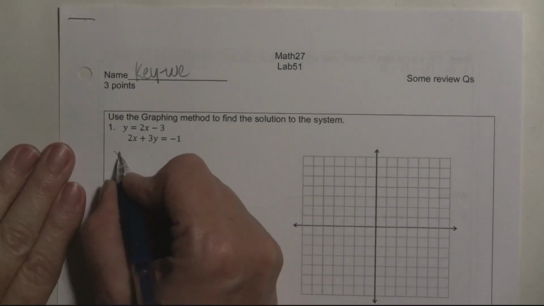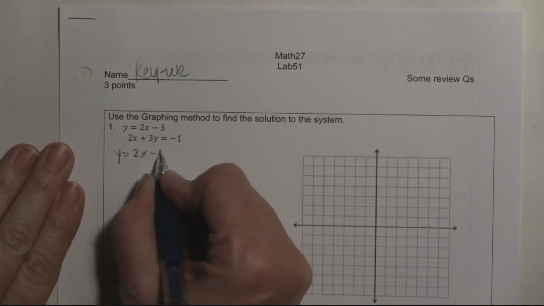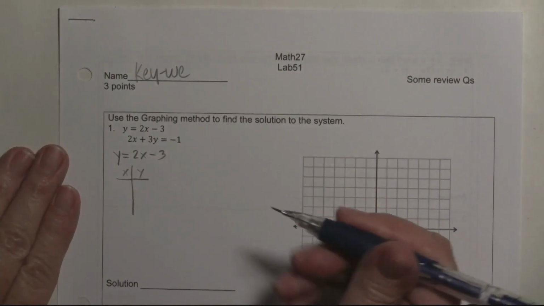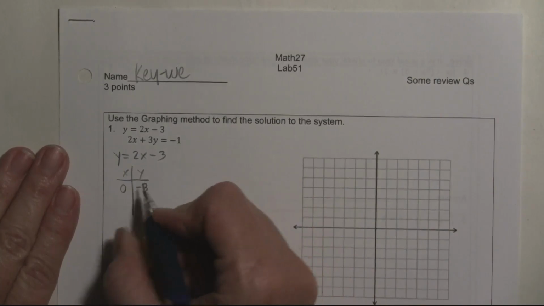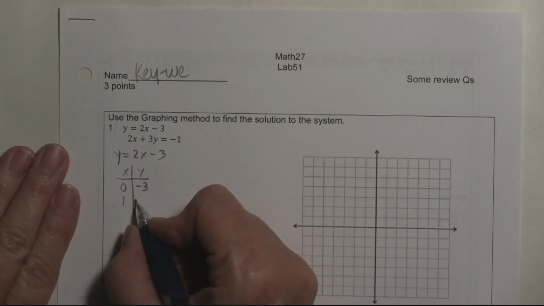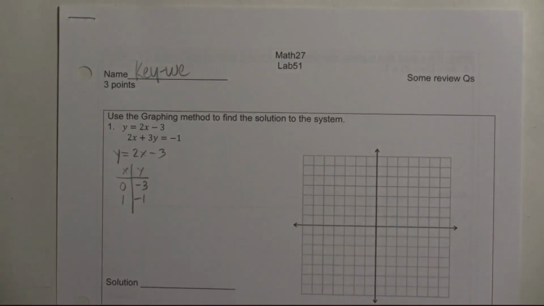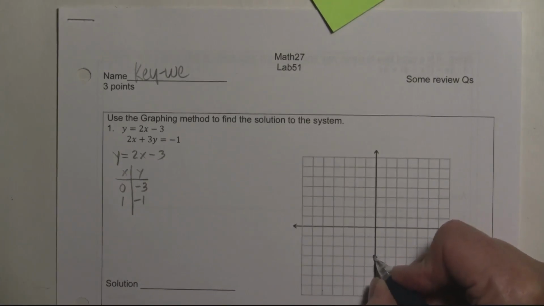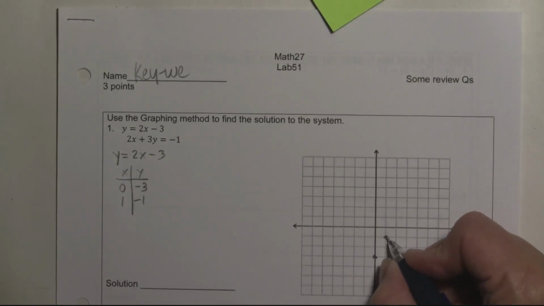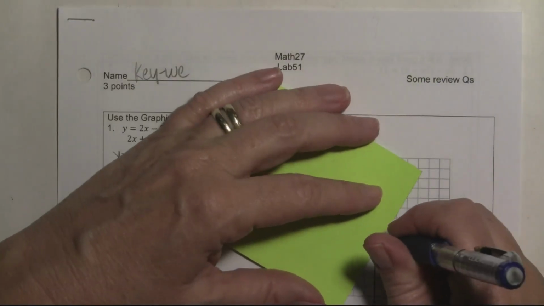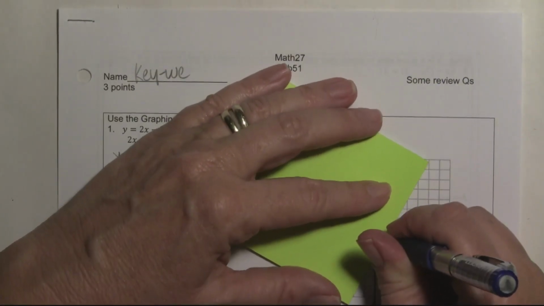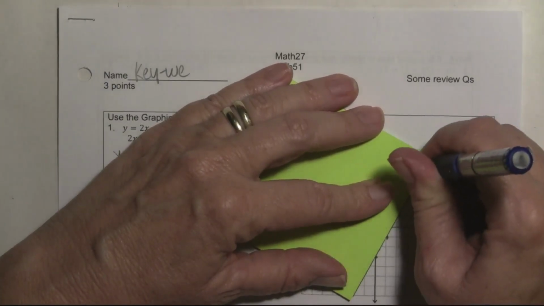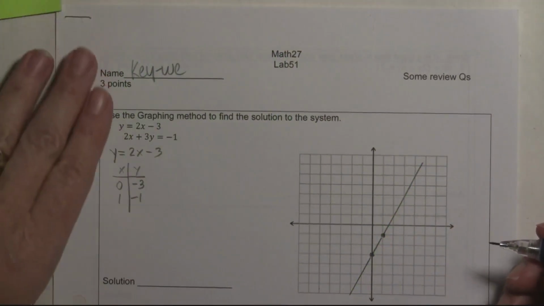Okay, so y equals 2x minus 3. So I'm graphing this equation. I'm picking 0, get -3. Picking 1, these are my favorite points. I'm getting -1. All it takes is 2 points. 0, -3. 1, -1. A line. Okay, so I've drawn that line.